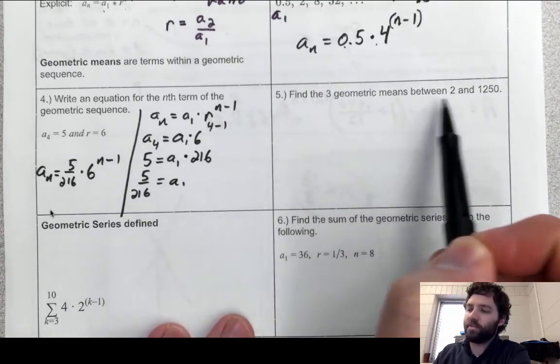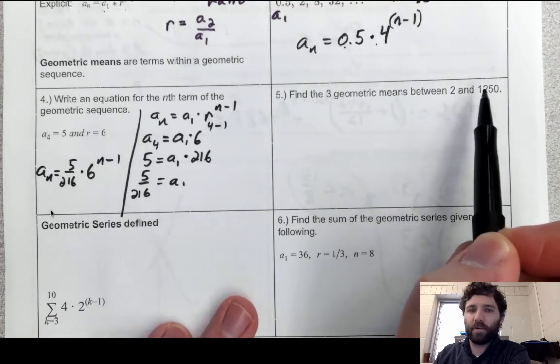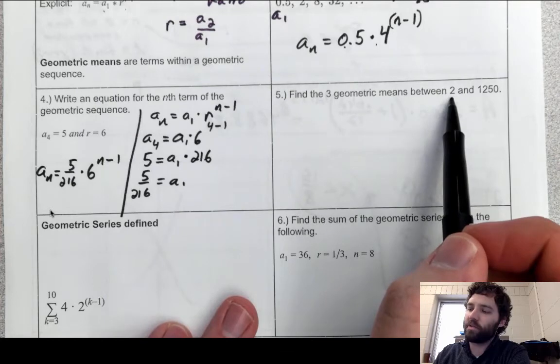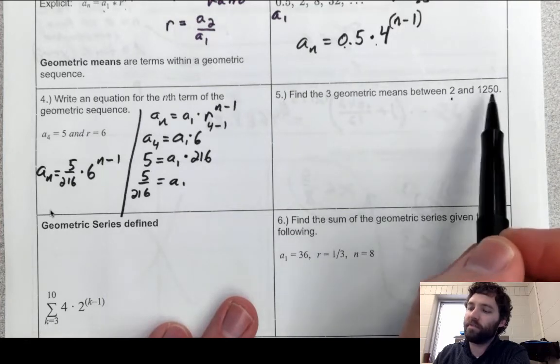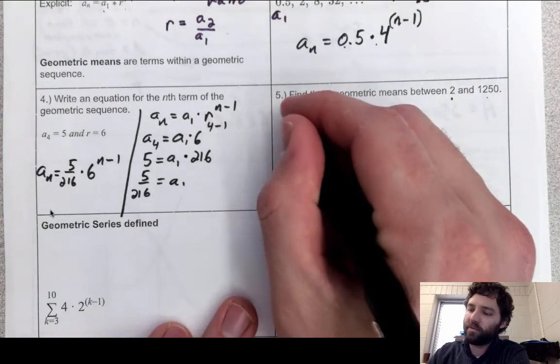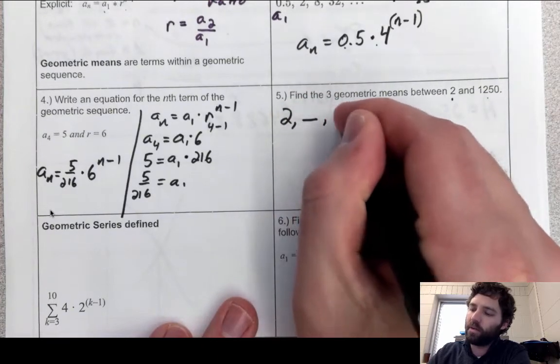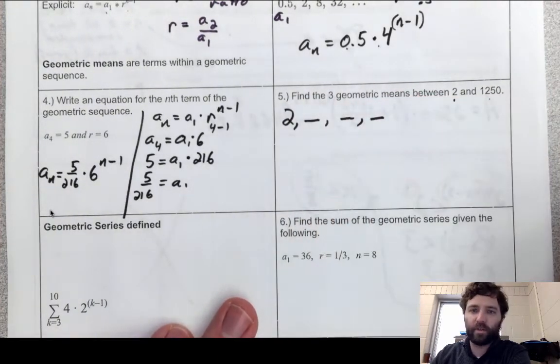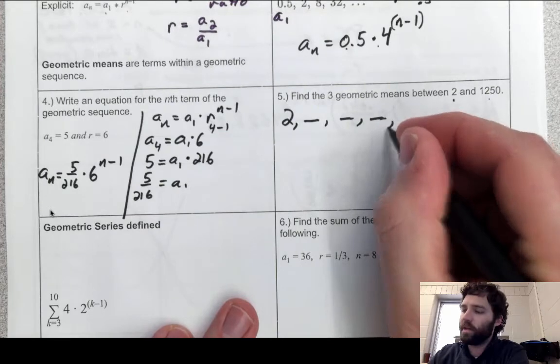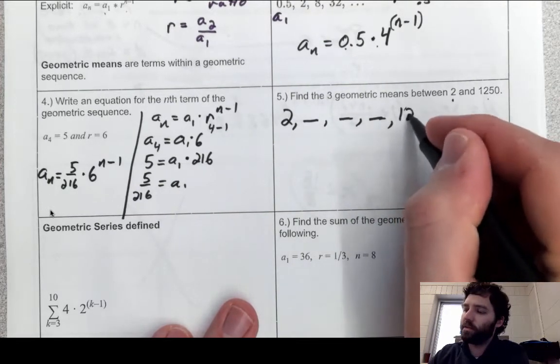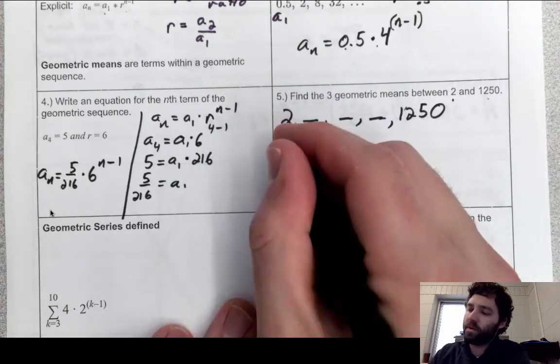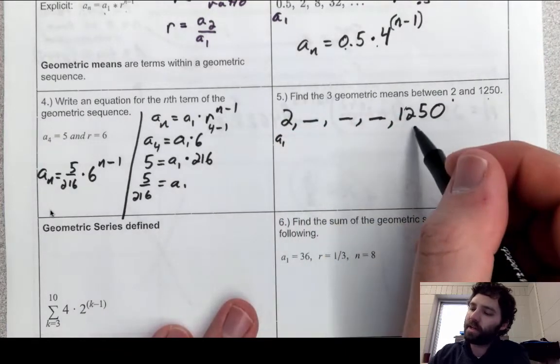Find the 3 geometric means between 2 and 1250. So what we've got here is the first term and the fifth term. Let me make that explicit here. We have 2, we don't know, we don't know, we don't know. We've got 3 missing terms. And then at the end here we have 1250. Here is a sub 1. Here is a sub 5.